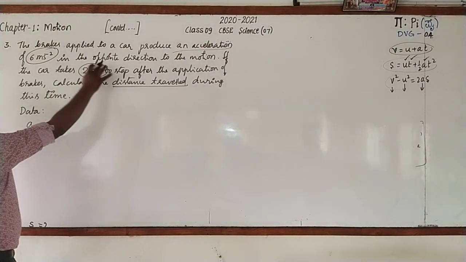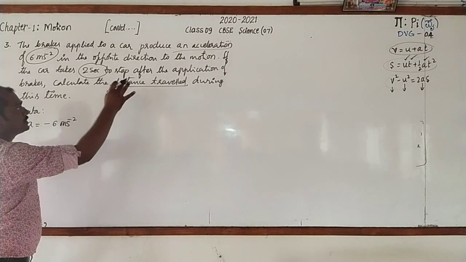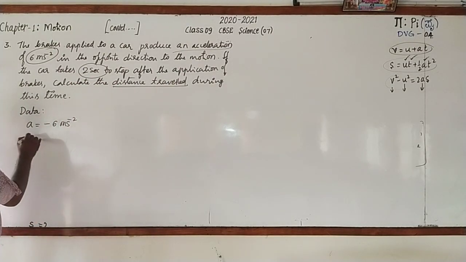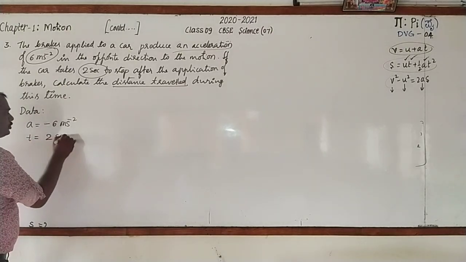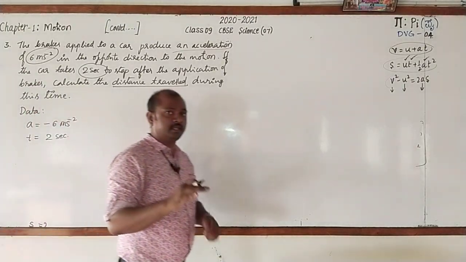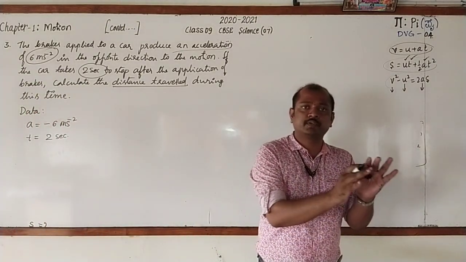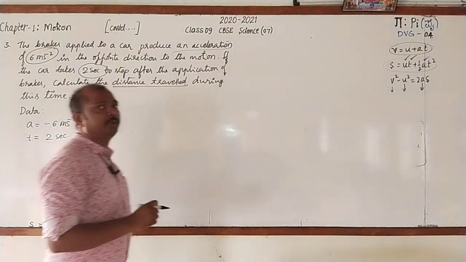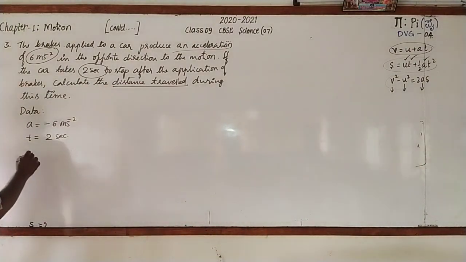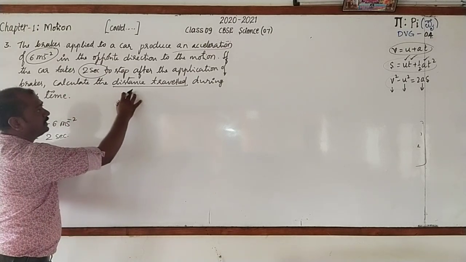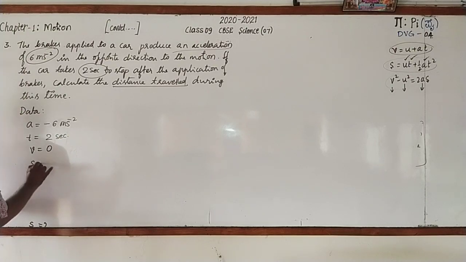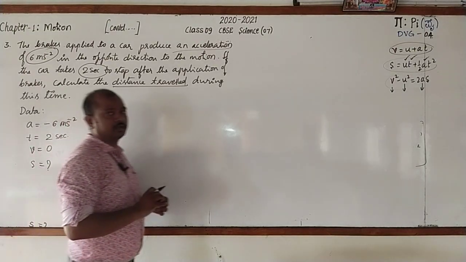Very important one it is. Then, if the car takes 2 seconds to stop, what is the time taken by the car to halt? It is 2 seconds. Then if it takes 2 seconds to stop, after stopping, what will be its speed? It will be 0. That is, final velocity v equal to 0. With this information, you are going to calculate the distance traveled during this time. S equal to question mark.